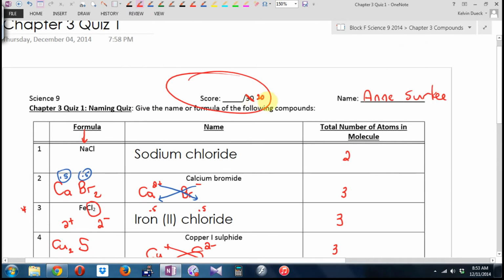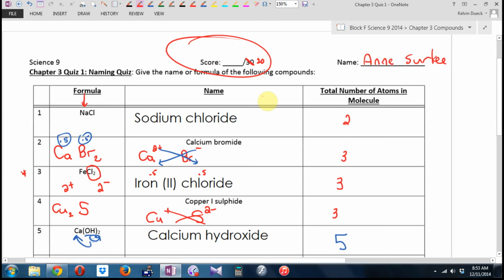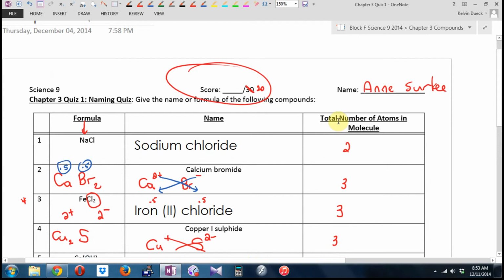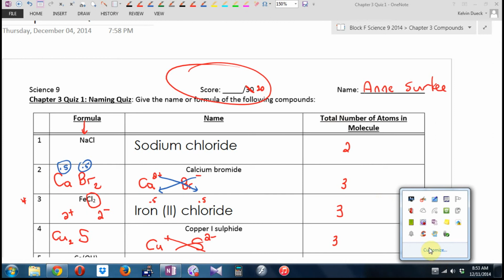I think what I'd initially planned on doing is giving you 1 mark for each name and 1 mark for this. I think I'd made the formulas worth 2. Anyways, do it 1 mark each. Half mark for each formula, half mark for each name, and that. Does that make sense? Vaguely, sort of, kind of? So give yourself a score out of 20. And let me pause the video.